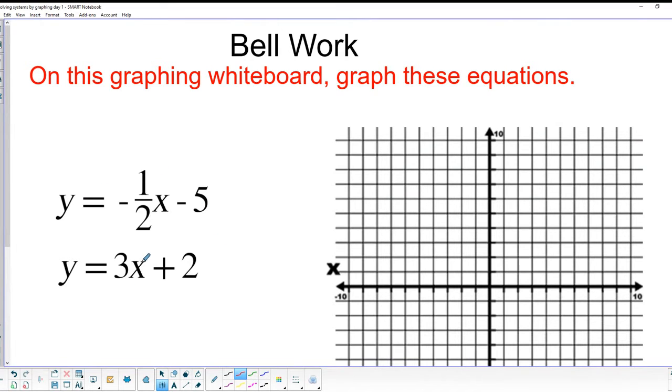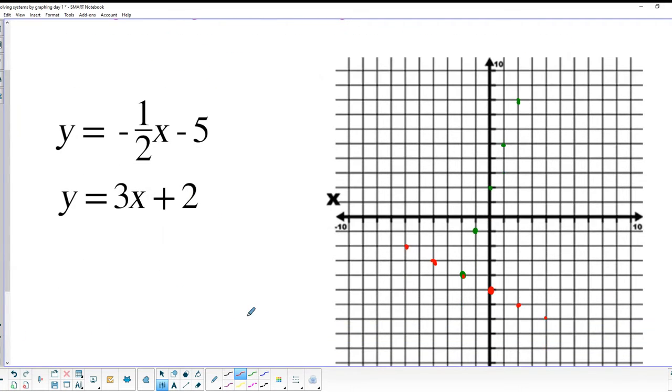So if we graph these two different equations, we have to find the y-intercept, then use the slope to find other points, and the same with the other equation as well. So I've already graphed a couple of points, and they would look something like this. You've got your -5 y-intercept, and then a slope of down 1 over 2. And then this next one, you've got a y-intercept of 2, and a slope of up 3 and over 1.